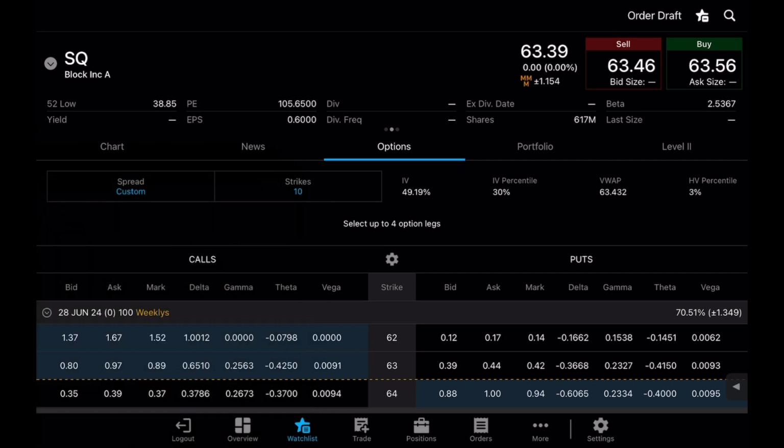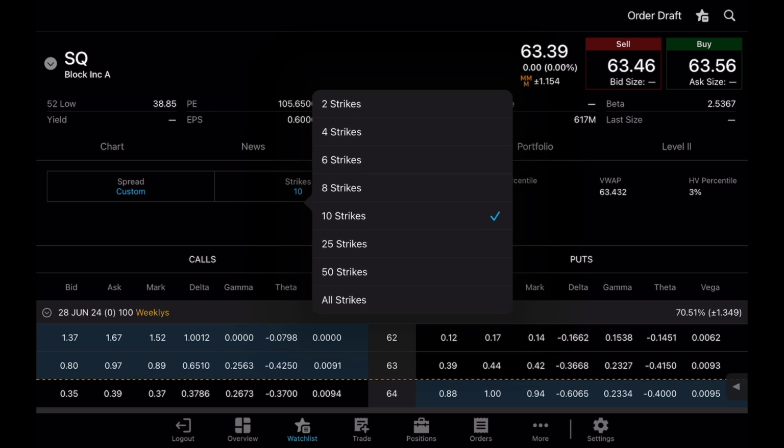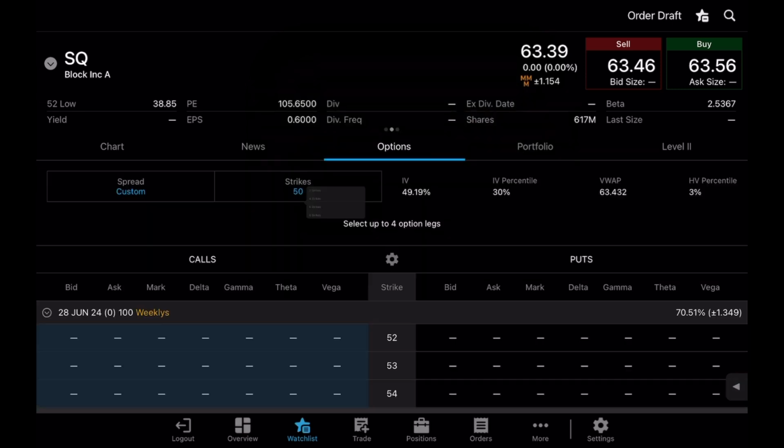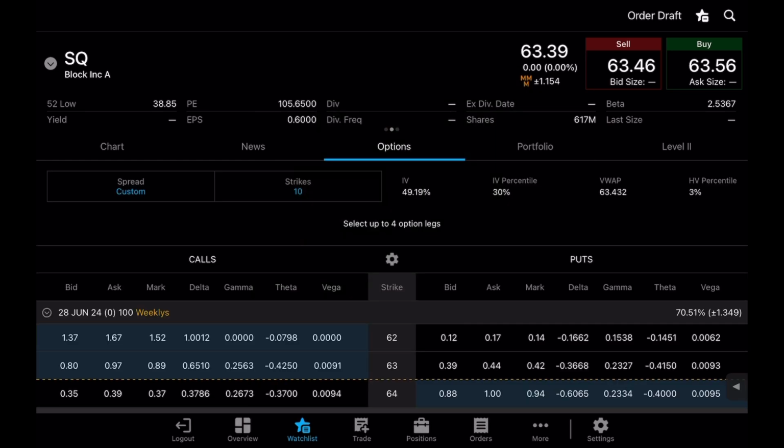All right, so next to that, you see the strikes, and you see a blue 10. You can select this as well and change the amount of strike prices that you would see. You can have it set to 25, 50, whatever. All strikes can be shown. Anything you select can be pulled up. So I'm going to leave it set to 10 simply because that's what I like to see when I'm looking at my chart.